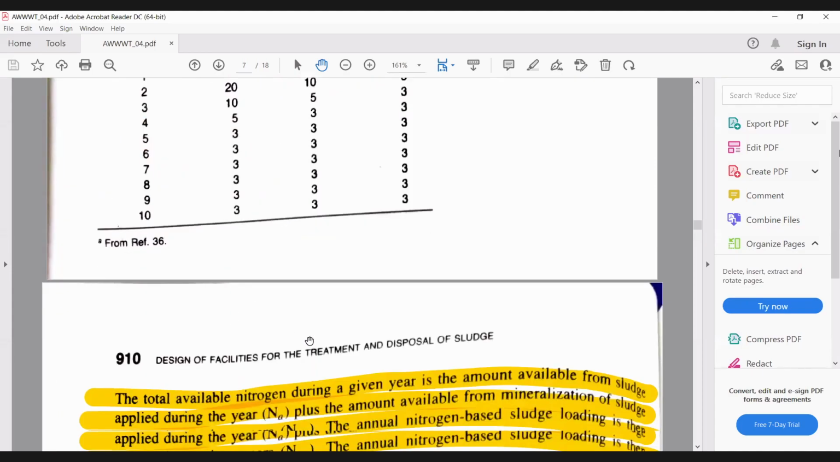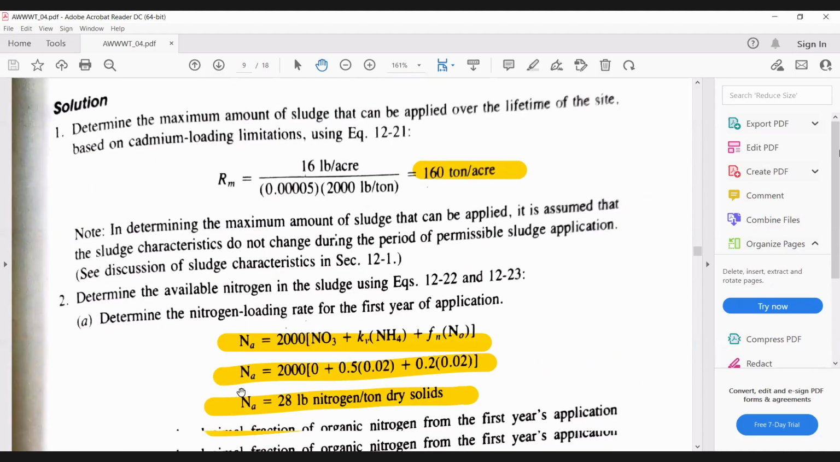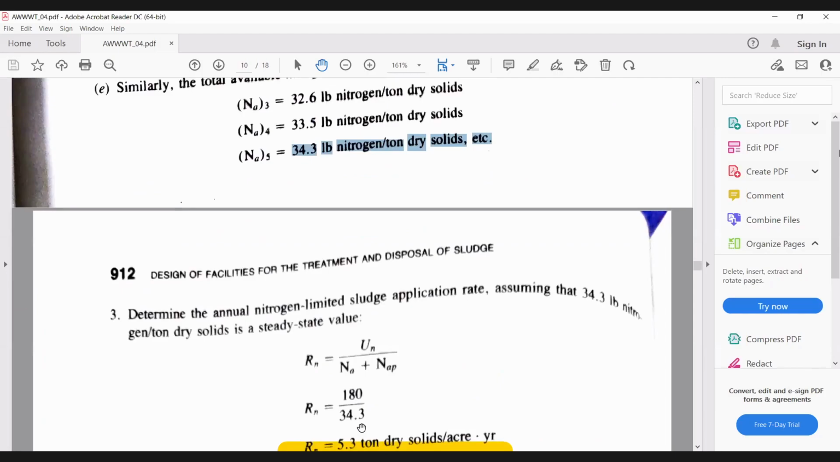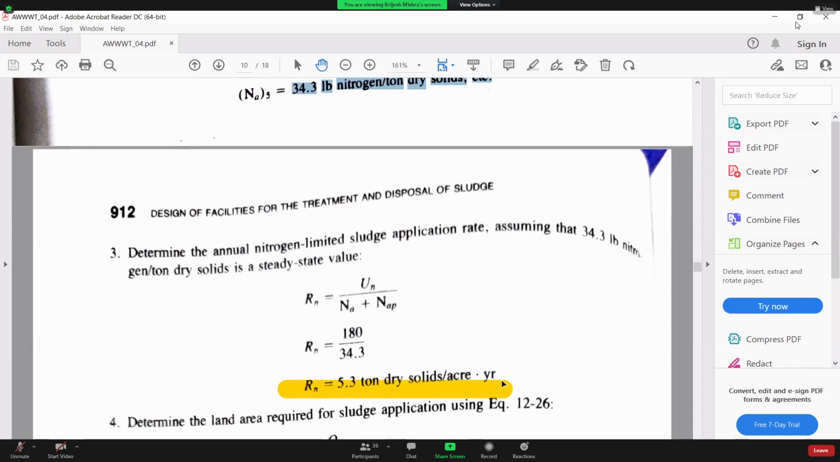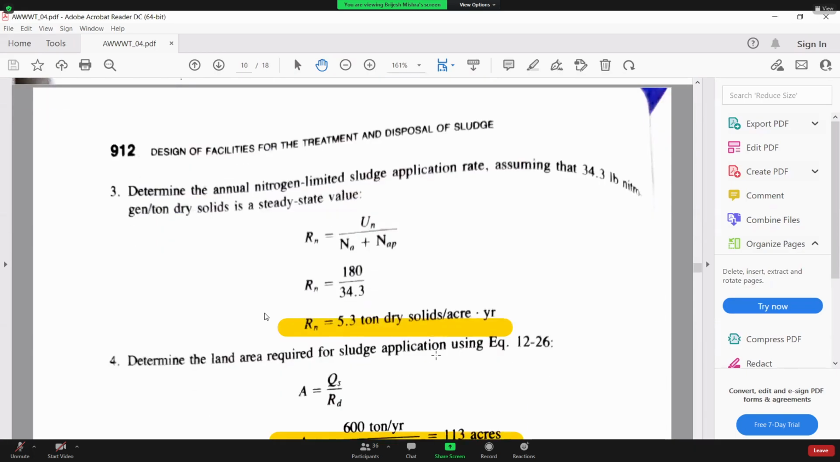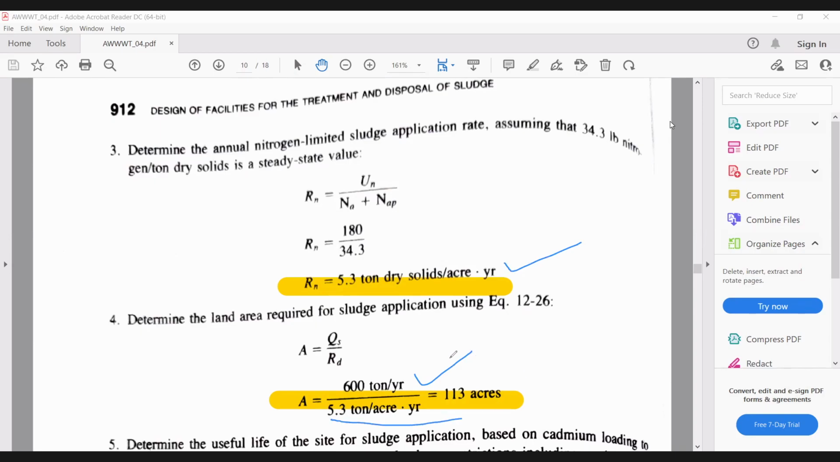It's organic nitrogen mineralization. So that's why for the first 5 years we have calculated, and then based on that we have got the value. So it's 5.3 ton dry solids per acre per year. If there is confusion here, let me know, then I can calculate based on the other factors. Now determine the land area required for such application. The sludge production rate is 600, and the maximum requirement is the nitrogen requirement based on the crop. So we need 113 acre area where we can dispose this 600 sludge every year.